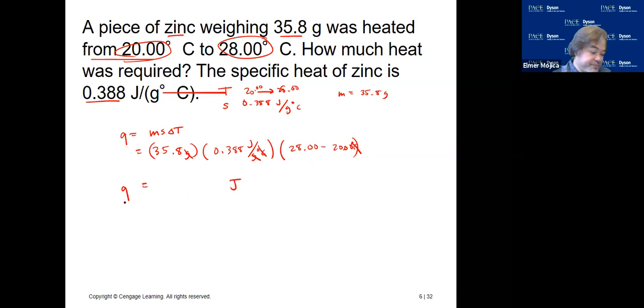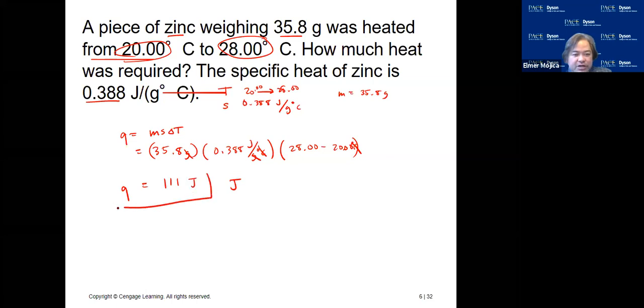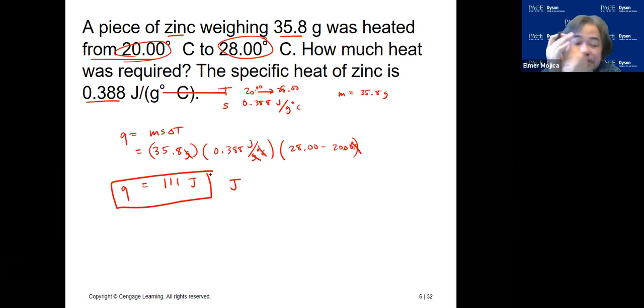And Q here is equal to what? 111. Okay, so that's 111. So what does the 111 represent? Anyone? It's 111 joules. That's the energy that you need to apply to change the temperature from 20 degrees Celsius to 28 degrees Celsius. That's what it means. That's the energy that you need to apply to raise the temperature that you have there.